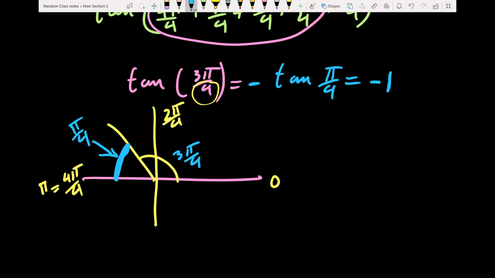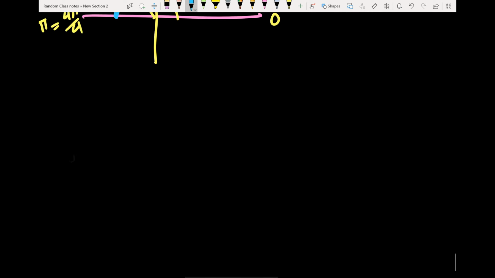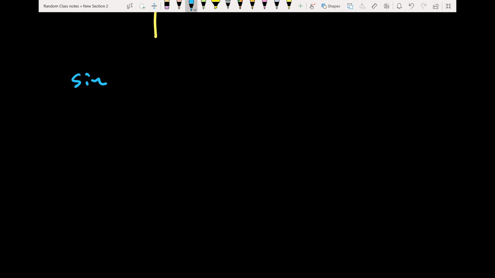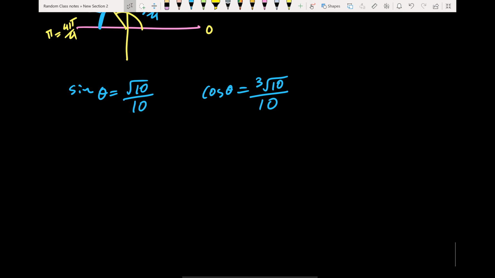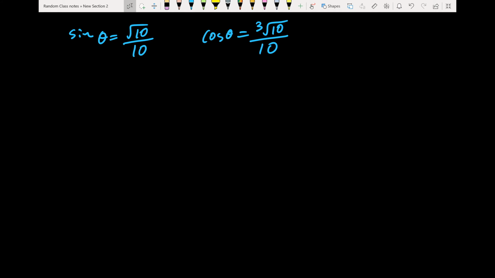Okay, let's try this one. I want you to figure out the 4 remaining trig functions. Sine of theta is 1 over root 10, and cosine of theta is 3 root 10 over 10. Find the remaining 4 trig functions.